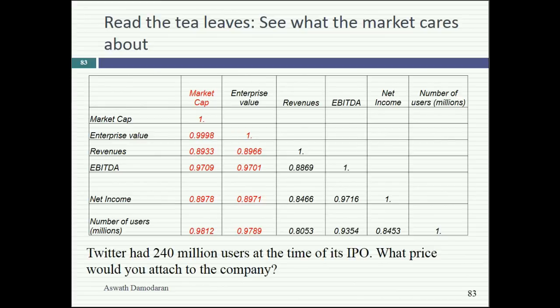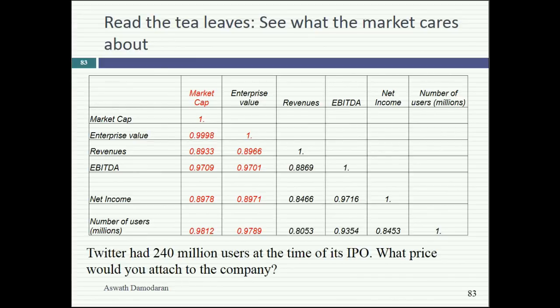So look at the first column. Ignore the enterprise value. Market cap and enterprise value are almost perfectly correlated because these companies have very little debt, so market cap is enterprise value. Go down. Revenues, pretty highly correlated, right? 89%. EBITDA, about 97%. Net income, 90%. And then you get to number of users. The strongest variable explaining why some companies had high market cap and others had low market cap was the number of users that company had.